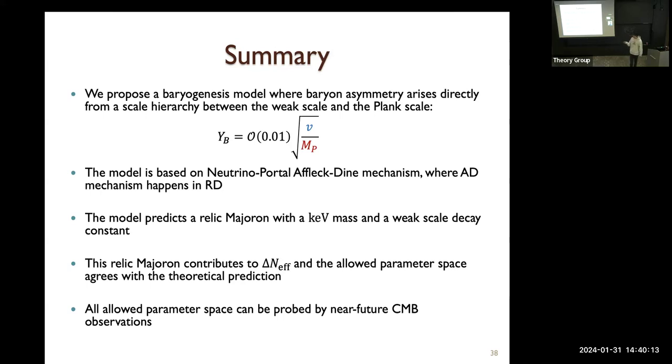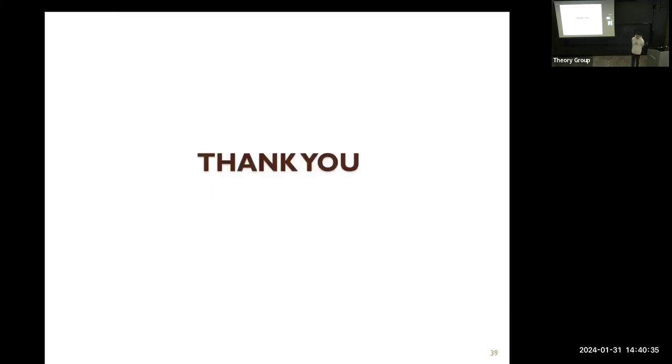And this model is testable because it predicts a relic Majoron with a keV mass and with a decay constant. This can contribute to the delta N effective, and naturally, this allowed parameter space agrees with the theoretical prediction. And all the allowed parameter space can be probed by near future CMB observations. Thank you so much.